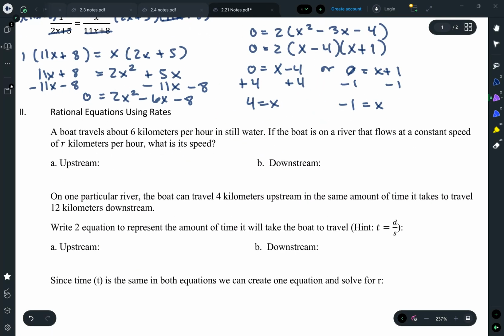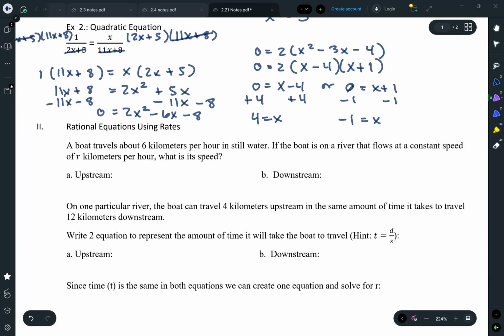So this was kind of a fun problem, rational equations using rates. So a boat travels about 6 kilometers per hour in still water. If the boat is on a river that flows at a constant speed of r kilometers per hour, what is its speed, upstream and downstream? So let's think about that.